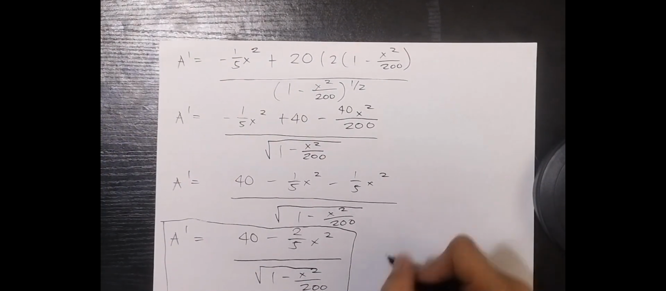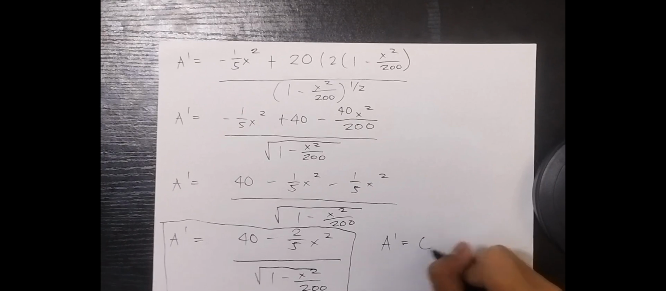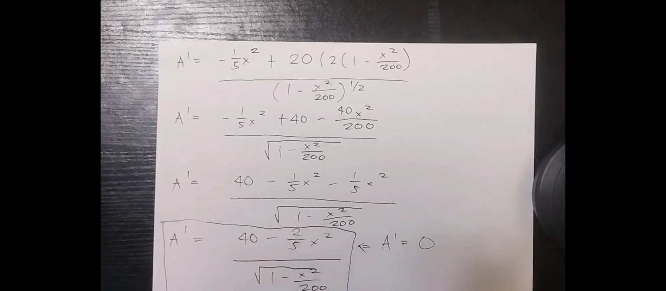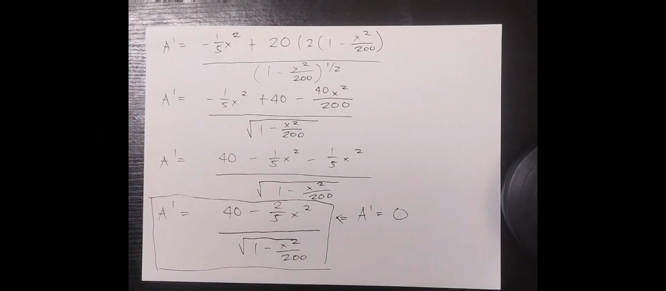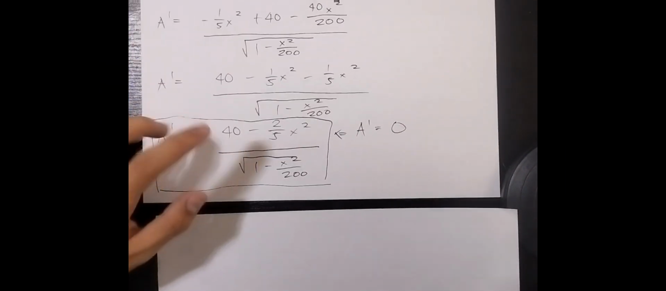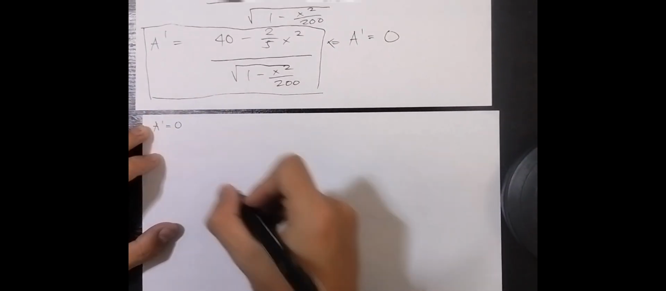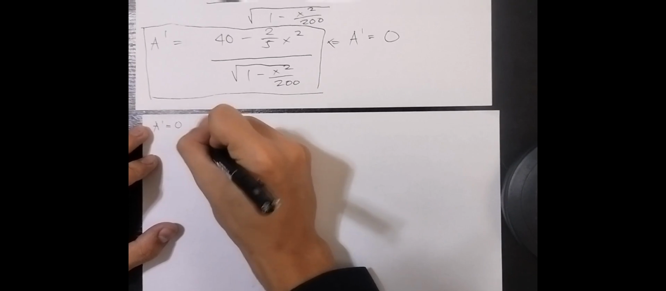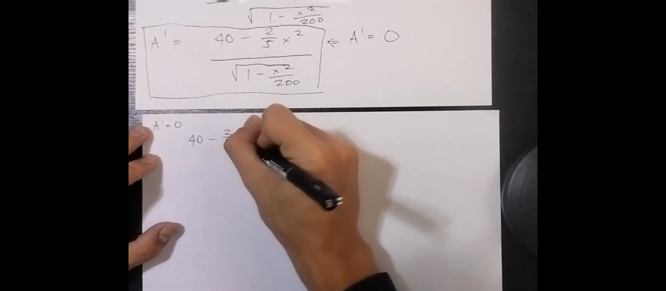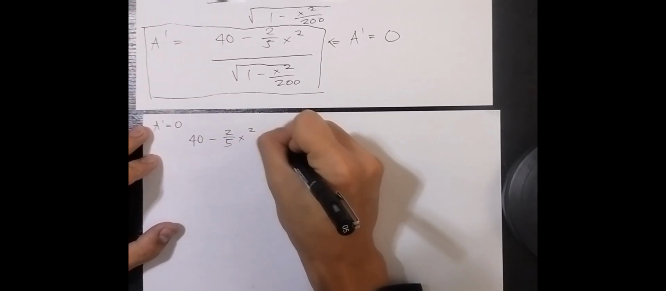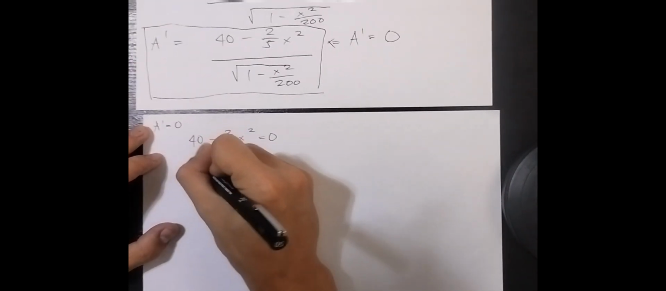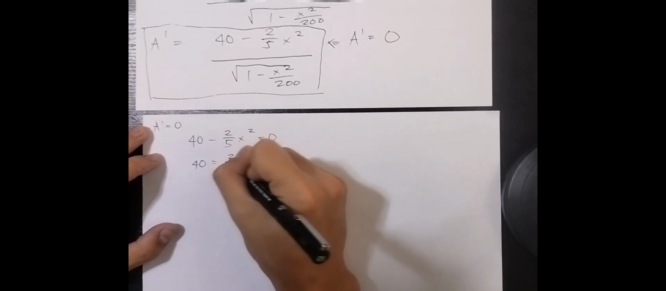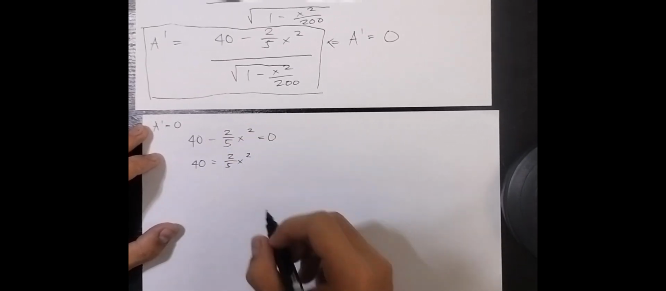We can now equate this to 0. So A prime is equal to 0. First, we equate the numerator, which is 40 minus 2/5 x squared. So 40 minus 2/5 x squared is equal to 0. Transpose negative 2/5 x squared to the right. So 40 is equal to 2/5 x squared.